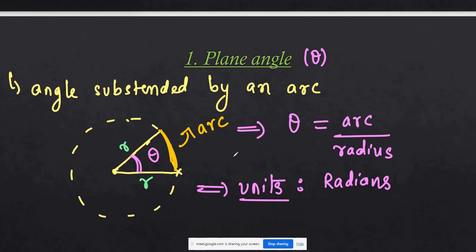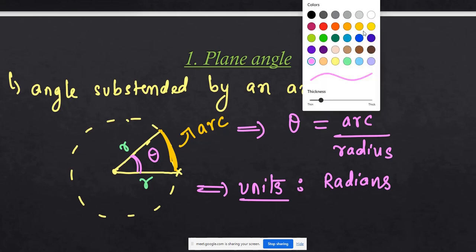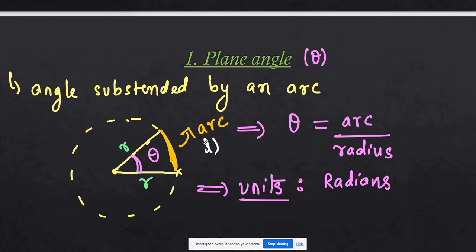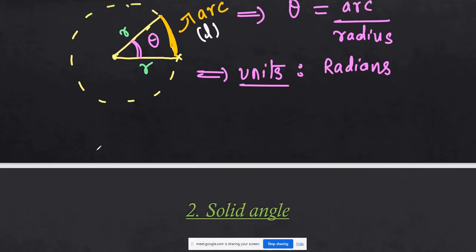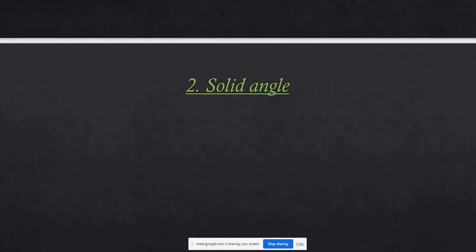Any doubt in this, Sahiti? No, ma'am. Okay. Generally, the arc is denoted by the letter L, and the radius by the letter R. So if you write the formula for theta, it is L by R. L is the length of the arc, R is the radius. Now we'll see solid angle.